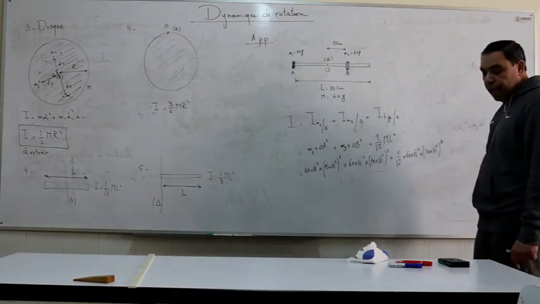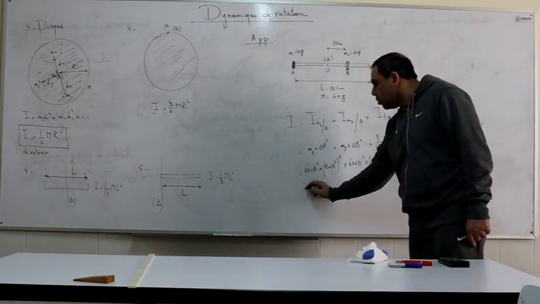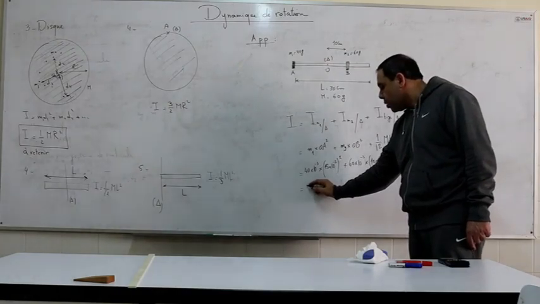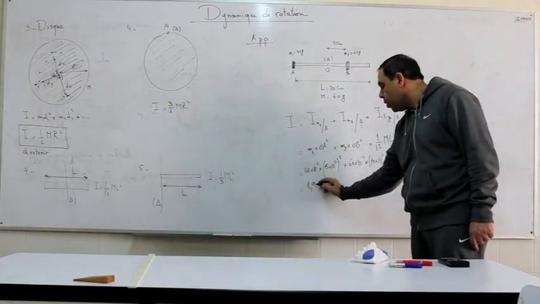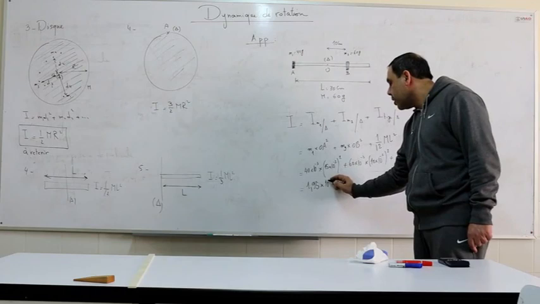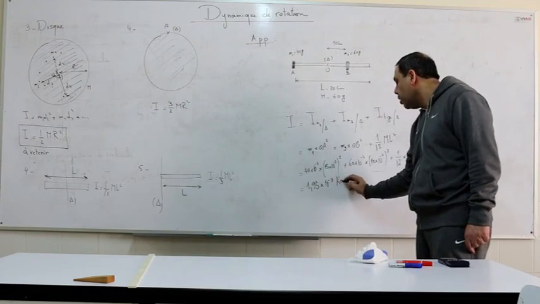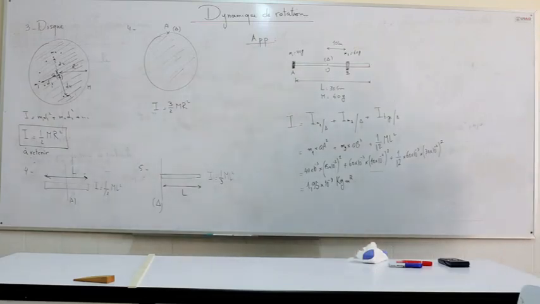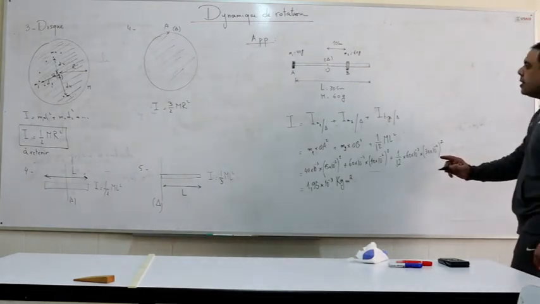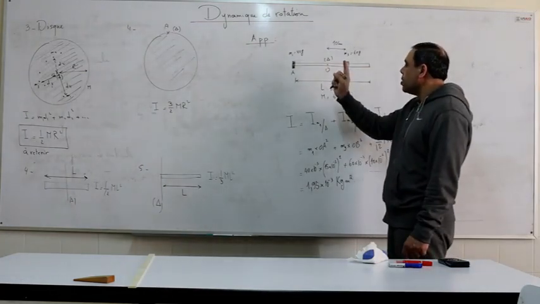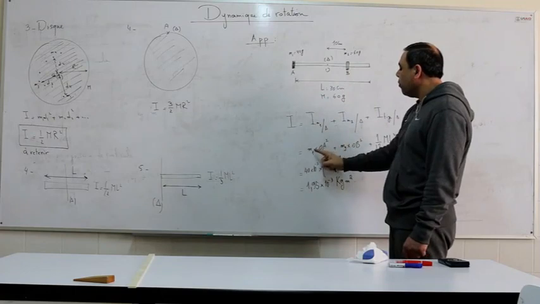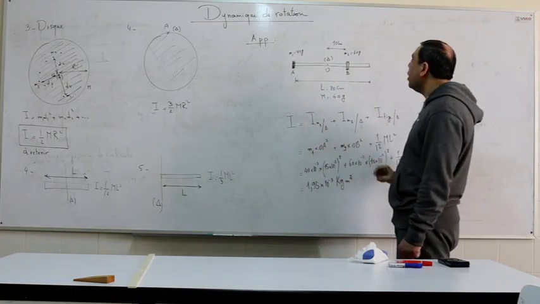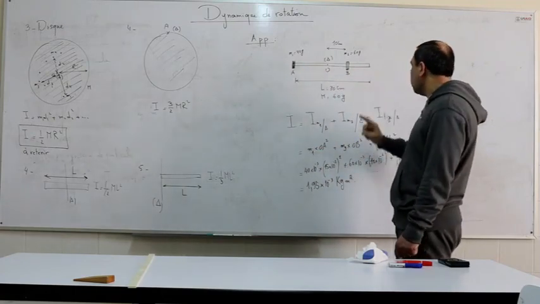The answer is 1.95 times 10 exponent negative 3 kilogram meter squared. This is the moment of inertia of this system, which is formed of the two particles having the following formula and the rod, which has the following formula.